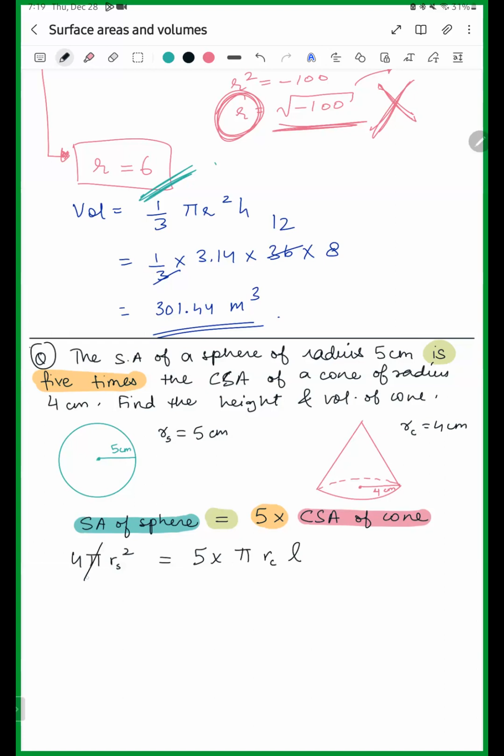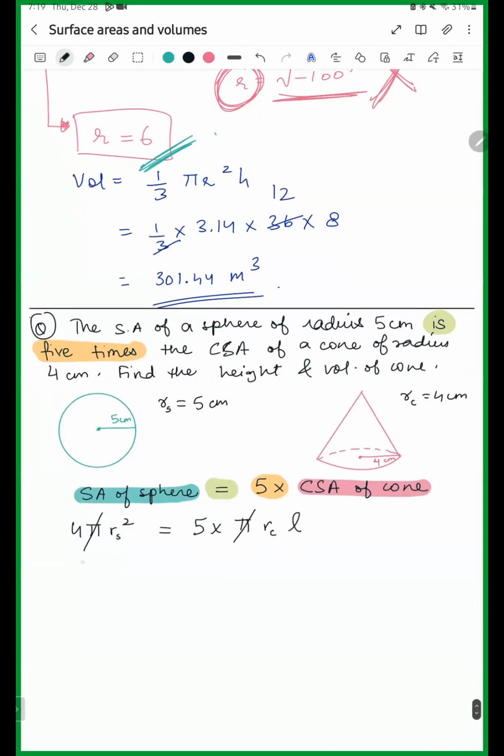So pi and pi get cancelled. Now we know RS, radius of the sphere, is 5. So 4 into 5 into 5 is 25, equals 5 into radius of the cone, which is 4, into L, slant height. Here 4 and 4 get cancelled. So you have L equals 25 by 5, which is equal to 5 centimeters.